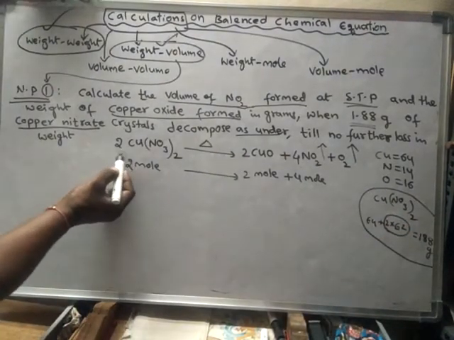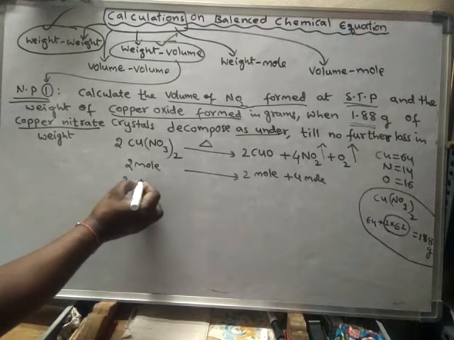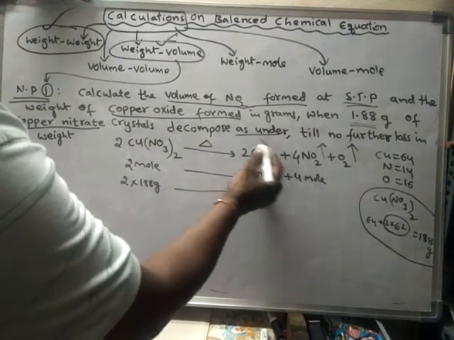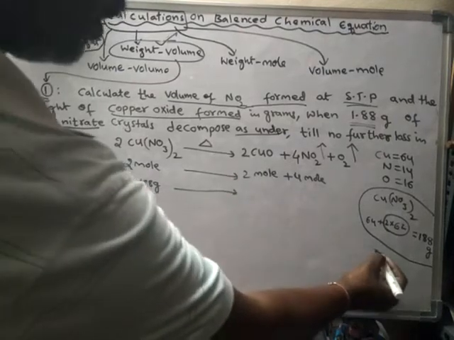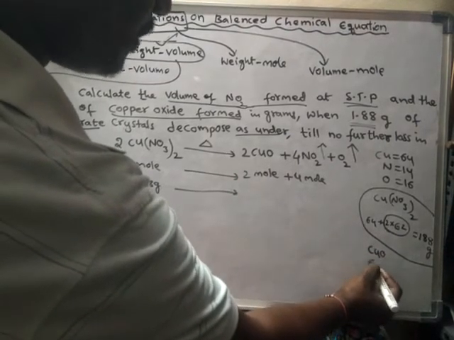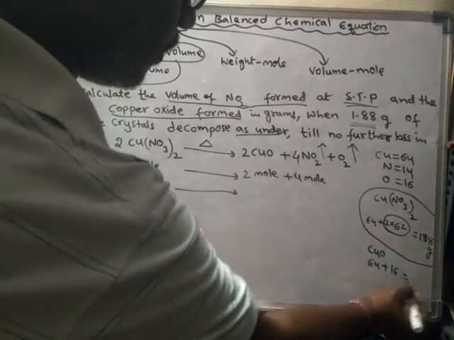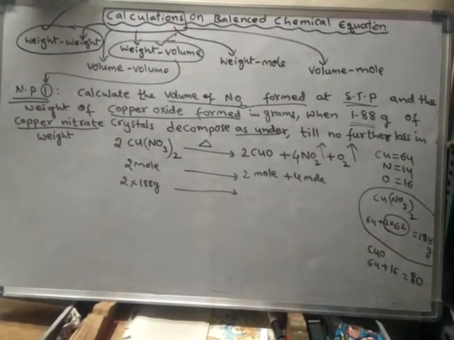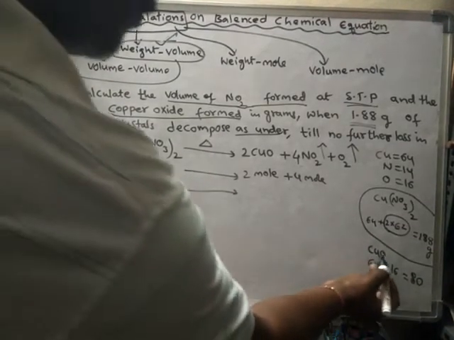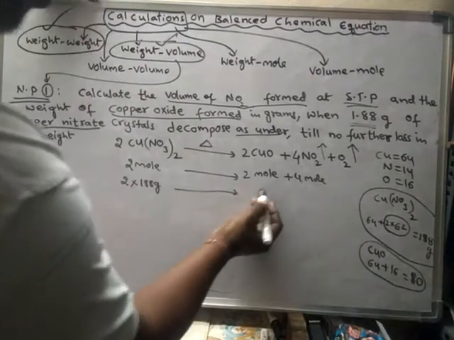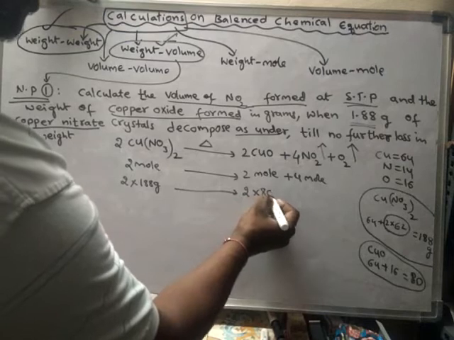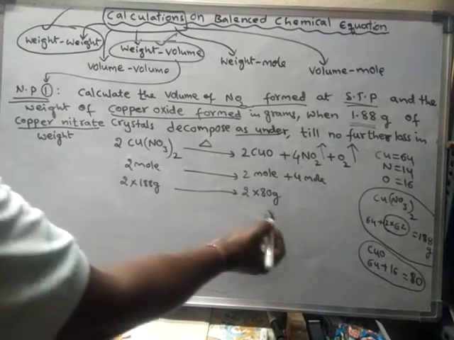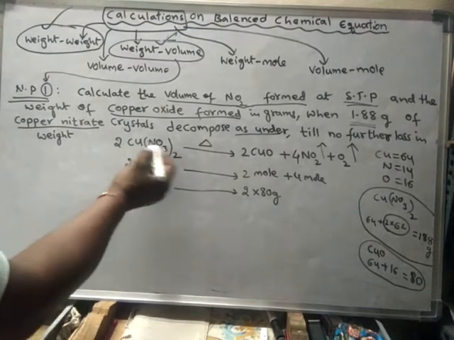Here 2 moles of copper nitrate is given. So 2 into 188 grams of copper nitrate can produce 2 moles of copper oxide. Every 1 mole of copper oxide weighs how much? Copper is 64 plus 16, so it will be 80. 1 mole of copper oxide weighs 80, so 2 moles means 2 into 80 grams. 2 into 80 grams of copper oxide are produced from 2 into 188 grams of copper nitrate.